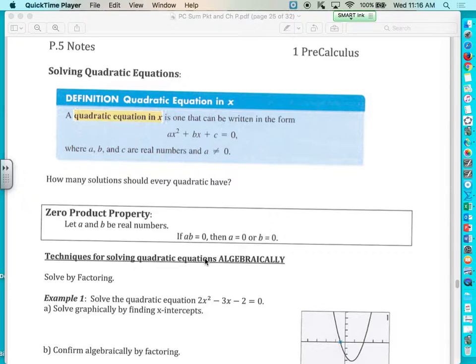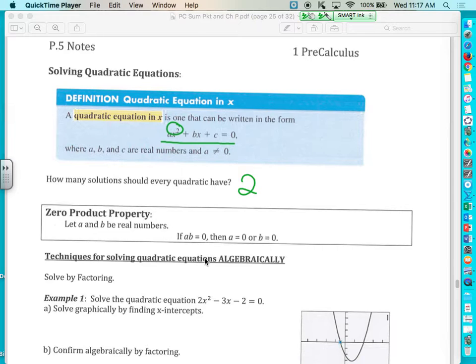So remember, a quadratic equation is any equation that's in this form, ax squared plus bx plus c equals 0. A, b, and c are just real numbers. They don't have to be integer values there. They could be fractions or decimals. And the a value can't be 0, because then it wouldn't be a quadratic. So quadratic equations all have two solutions, because the degree of the polynomial is 2.